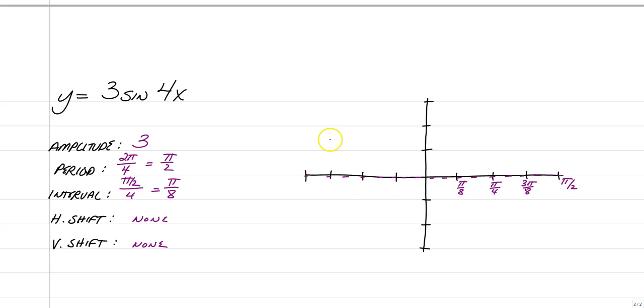We have an amplitude of 3, so that's 3 above your node and 3 below your node. We have no horizontal shift, so we're starting at the y-axis. And then all we have to do is pick our starting point. Positive sine always starts on the node. The positive goes up first.